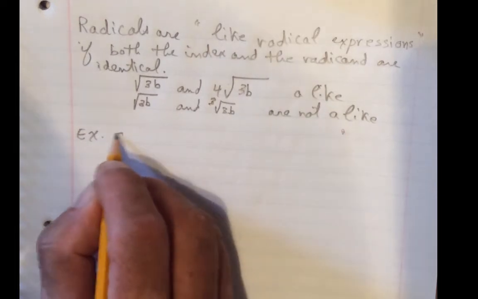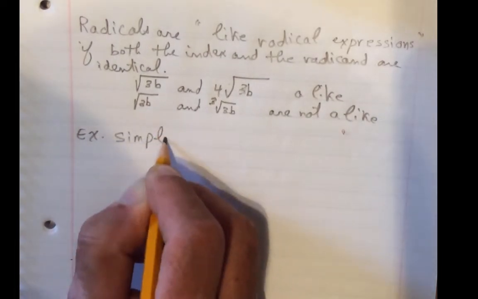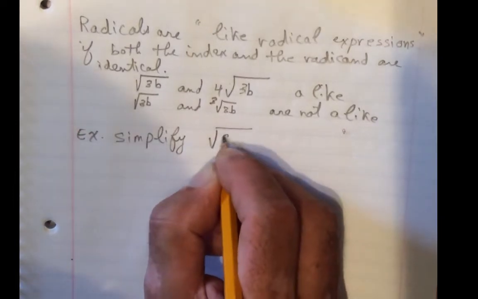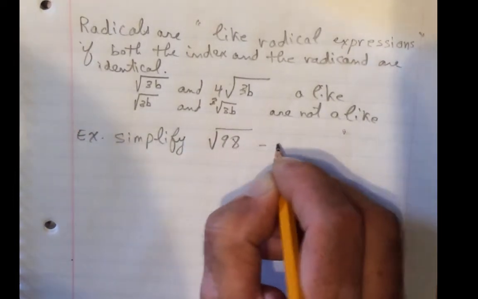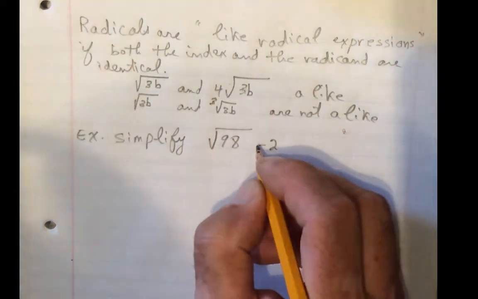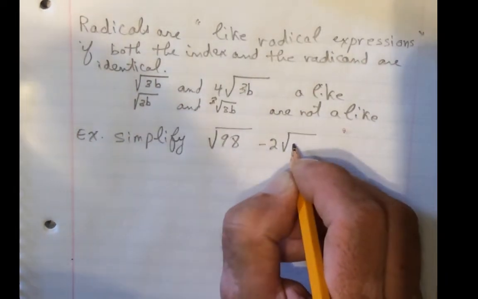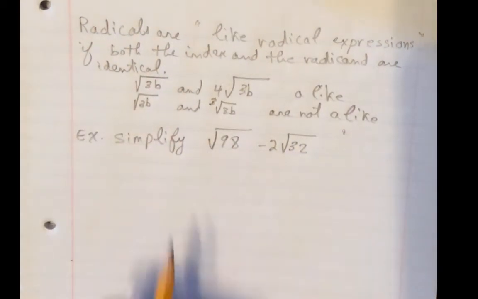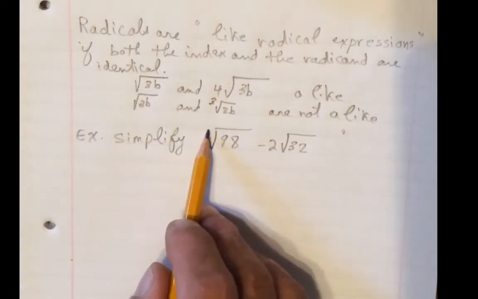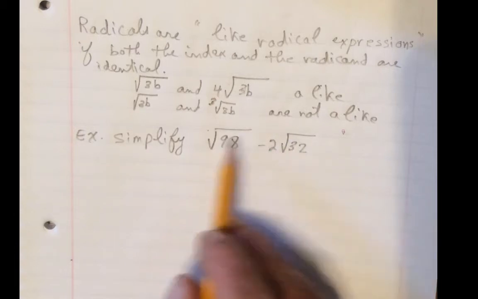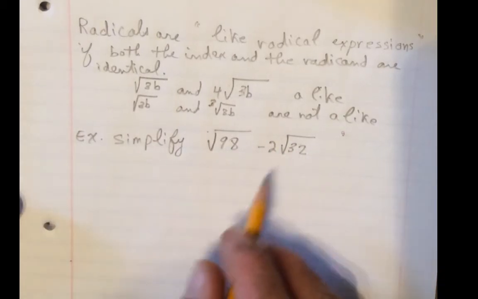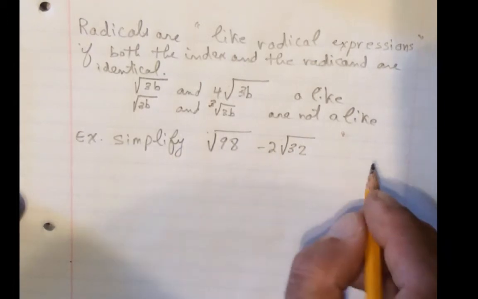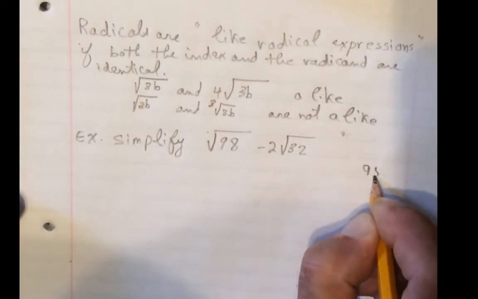I want to simplify square root of 98 minus 2 square root of 32. So this time it's not multiplication, it's not division, it's subtraction. Now these two radicals are not alike. Yes, that's square root, but the radicand is not the same. So what we are going to do is try to simplify each one of them. So let's see what's 98.